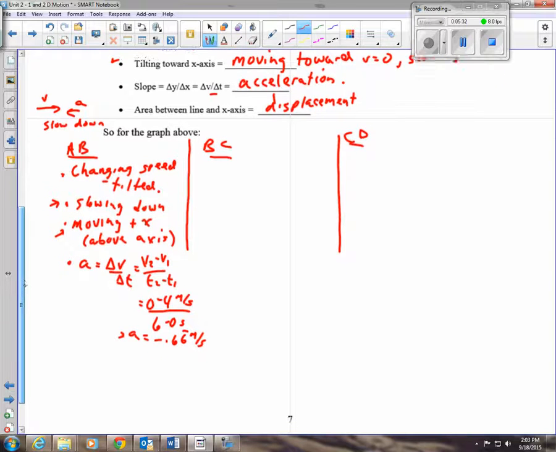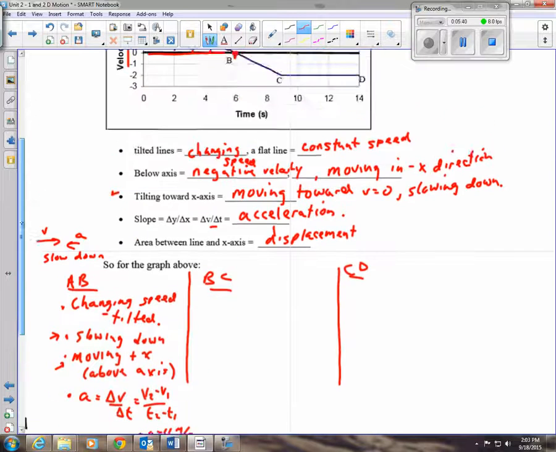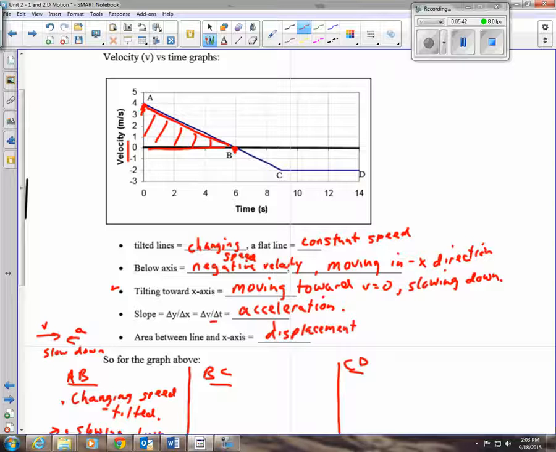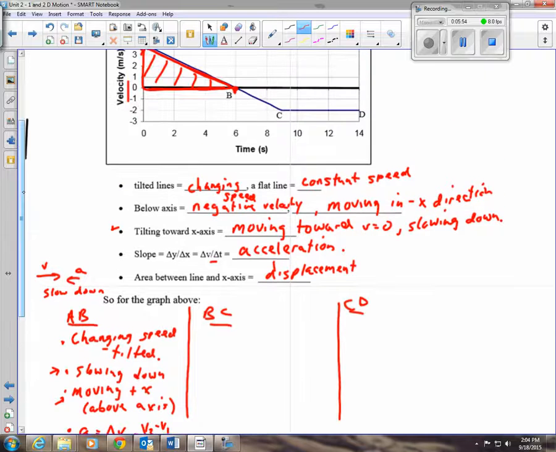Now, the last thing is the area, the displacement. So we could say delta x is the area. Triangle here, or my area, it's a triangle. How do I find the area of a triangle? It's base times height divided by 2. So the base of that triangle is 0 to 6. It's 6 seconds.